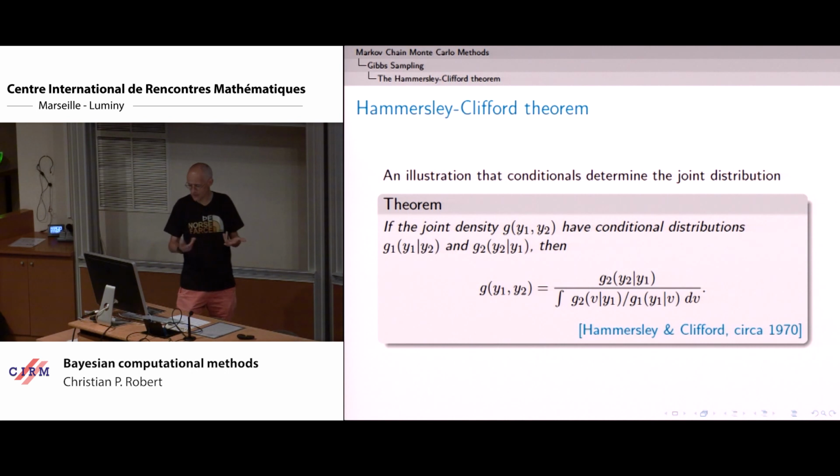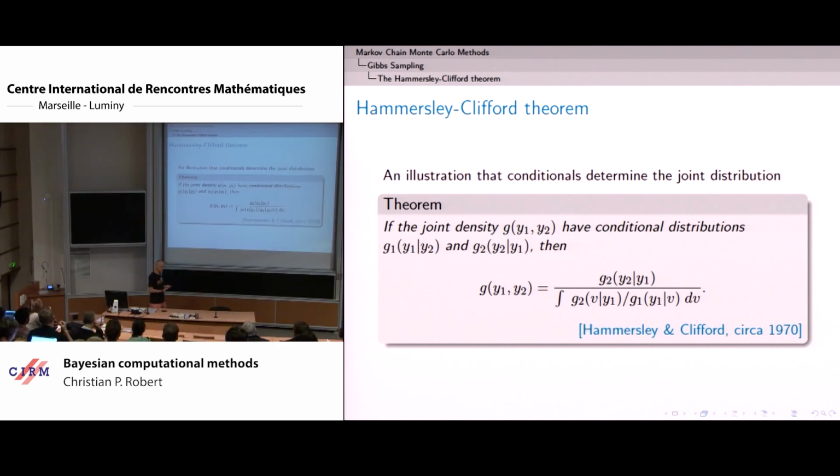Now, you may wonder why this Gibbs sampling is working based only on full conditionals. But actually, if I give you all the full conditionals of a distribution, you do recover the joint distribution. It's not the same thing as giving you the marginals, which are missing information, obviously. The full conditionals are completely informative about the joint distribution.